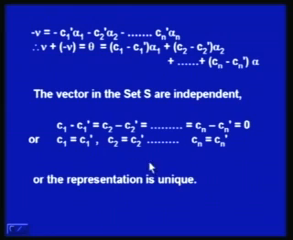So, what we can say is there is only one representation possible. We have started with two different representations, but ultimately they come out to be the same. So, we say the representation is unique. So, this establishes the theorem.